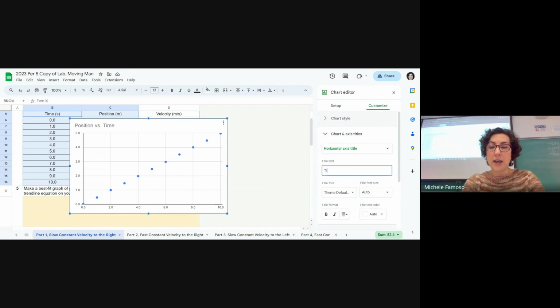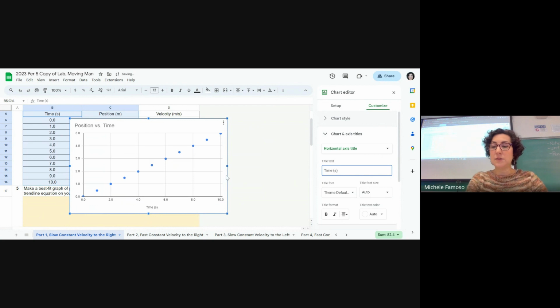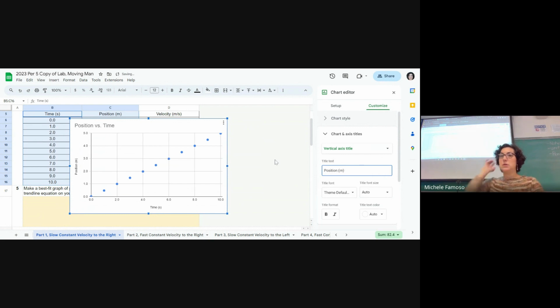On the horizontal axis, we have time in seconds. It then adds the label. Then let's do our vertical one, and then we'll take our break. The vertical axis title is position in meters. Okay. Once you have that, take a break. When you come back, we'll keep working on this graph and the next one and the questions on this tab. And then I'll turn you loose. I'm going to click and drag this down.